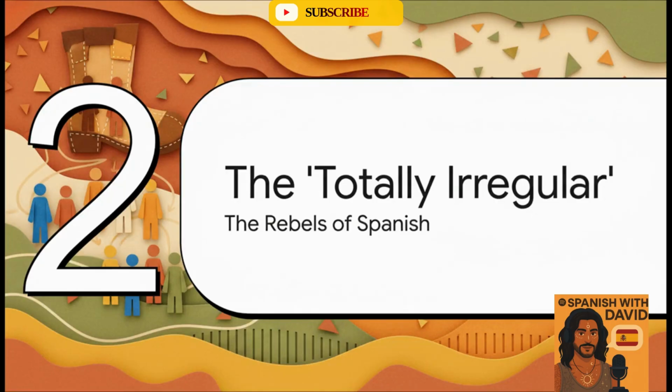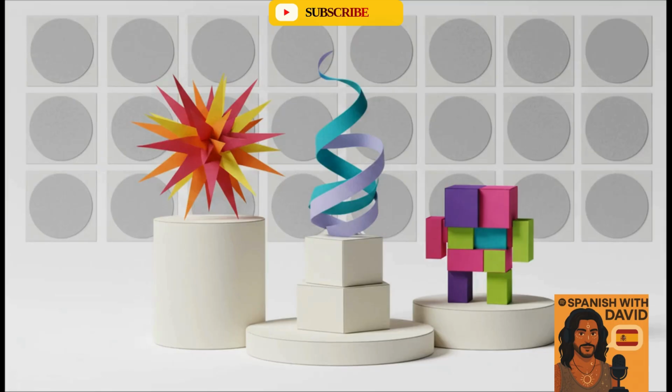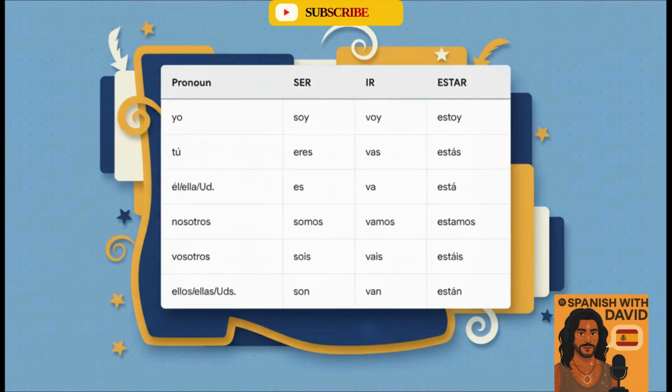Now, before we get to the amazing secret patterns, we do have to deal with the three true rebels of the Spanish language. These guys don't follow anyone's rules, not even the secret ones, so it's best to just get them out of the way first. So, meet the big three: ser, ir, and estar. These are, without a doubt, some of the most common verbs you'll ever use, and they are pretty much the only ones you truly have to memorize from scratch. Let's take a look at how wild their conjugations get.